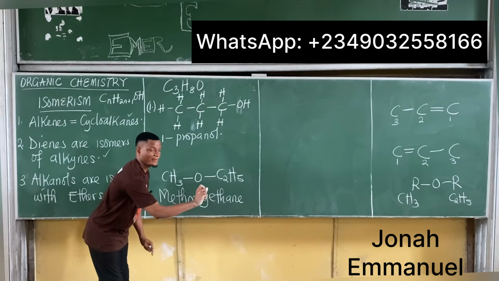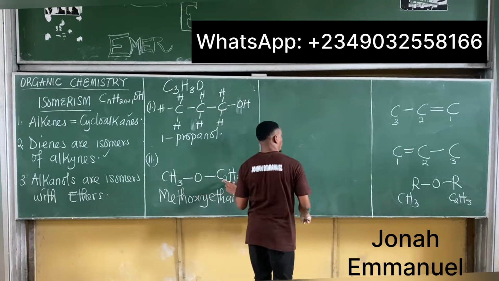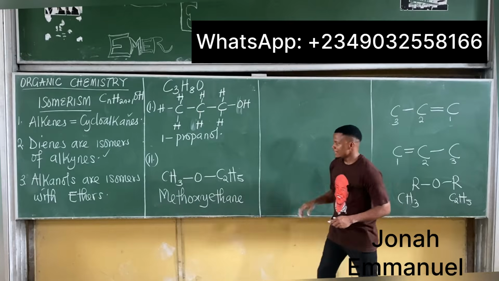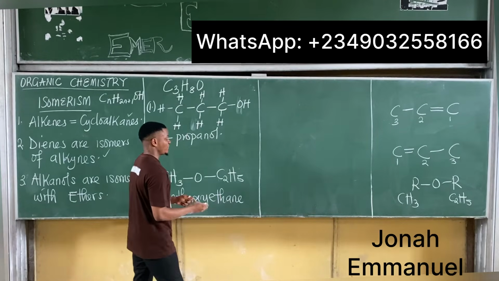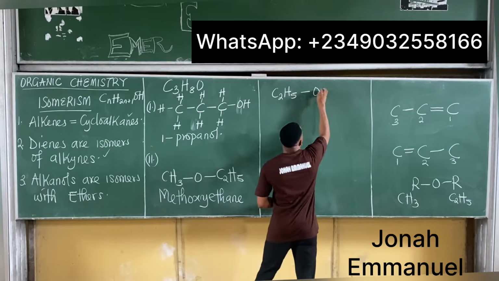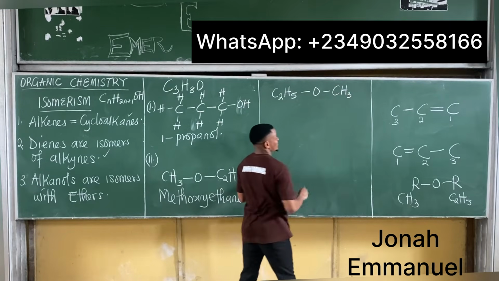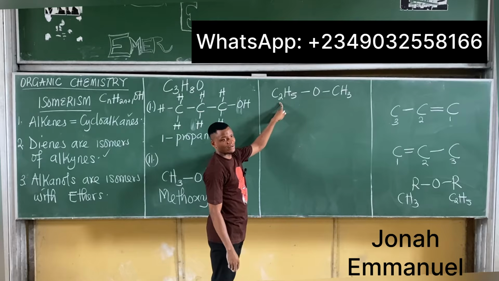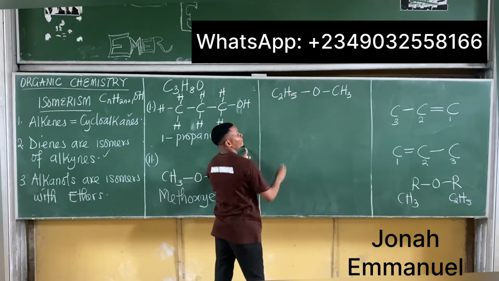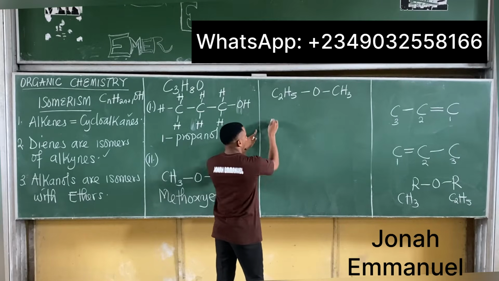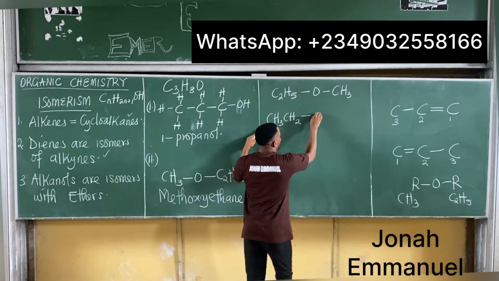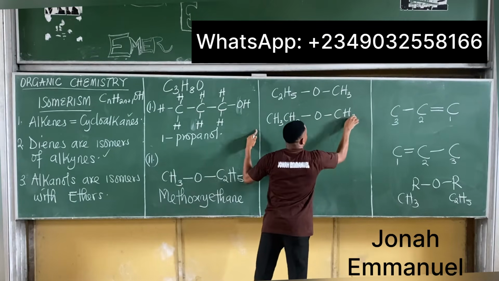What if you choose to flip it? If I flip it, that means this one comes first. So it should be something like C2H5O and then CH3. I flipped it. But this is not proper, so arrange it. This is a molecular formula, so arrange it in condensed form. What will it be? CH3, CH2, O, CH3.